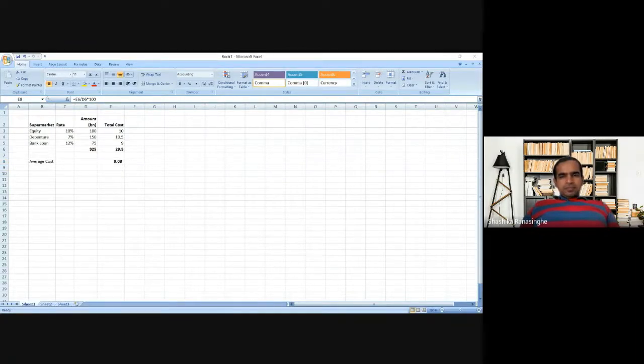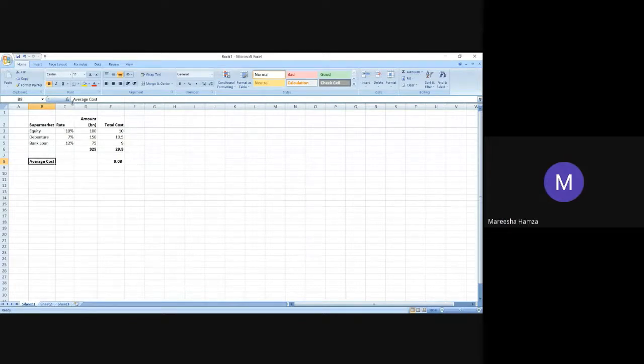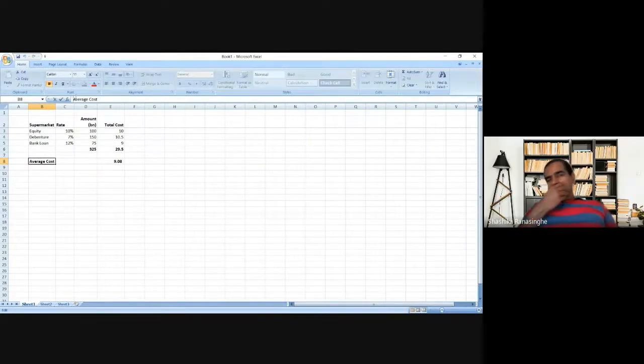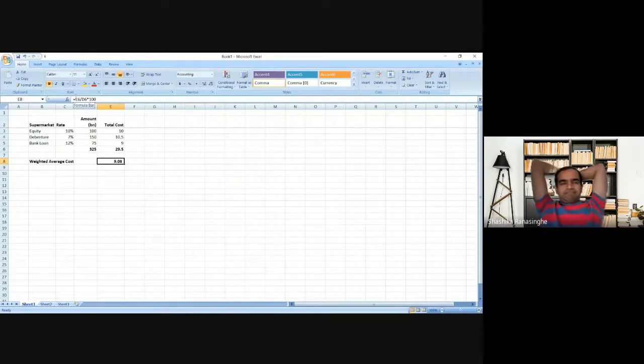Understood? This is what is meant by your weighted average cost of capital. So you divide the total cost by the amount. It's the total cost as a percentage of the amount. That's how you calculate your cost. You get 9.08%. Clear? Any questions?